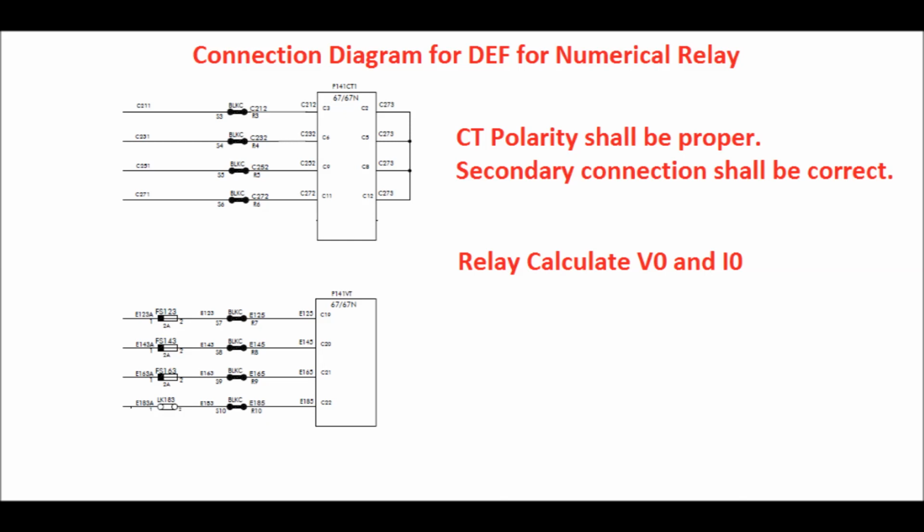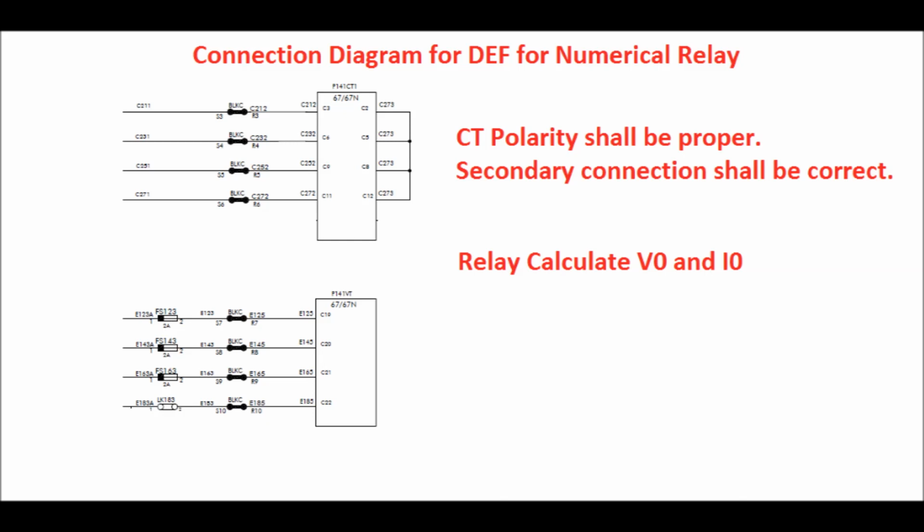The CT polarity on the primary side shall be proper, that is, P1 shall be connected towards the bus side and P2 shall be connected towards the line side. The S1 terminals on the secondary side shall be connected to C3, C6 and C9 of the numerical relay as shown in this diagram, and C2, C5 and C8 of the numerical relay are shorted together and fed to the C12 terminal, and the C11 terminal should be connected to all the S2 terminals of the red, yellow, blue phase CT secondary circuit.